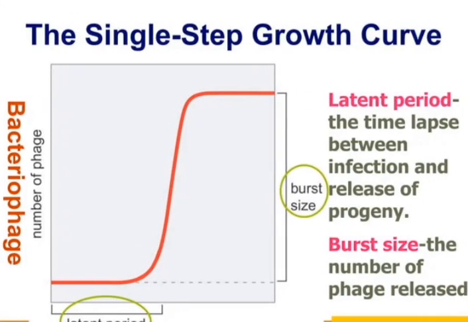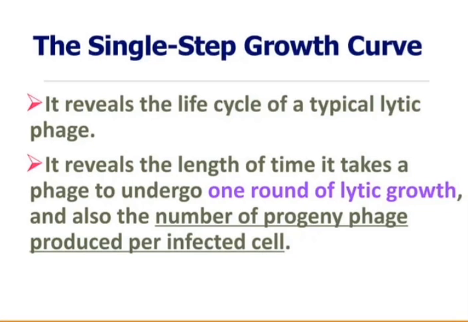The single-step growth curve. Latent period: the time lapse between the infection and the release of progeny. Burst size: the number of phage released. The single-step growth curve reveals the life cycle of the typical lytic phage. It reveals the length of time it takes a phage to undergo one round of lytic growth and also the number of progeny phage produced per infected cell.